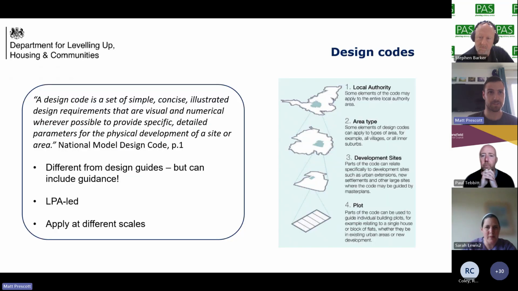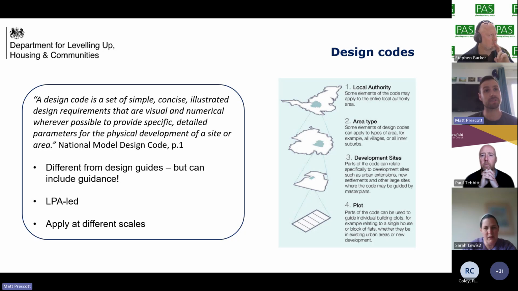As in the National Model Design Code, a design code is a set of simple, concise, illustrated design requirements that are visual and numerical wherever possible to provide specific detailed parameters for the physical development of a site or area. So in effect, they allow for binary decision making with language like must and will. And through setting out specific parameters, they're intended to give greater clarity and certainty to users of the planning system, including applicants, local authorities, and communities about the design expectations for an area.